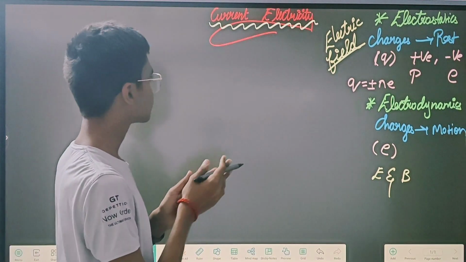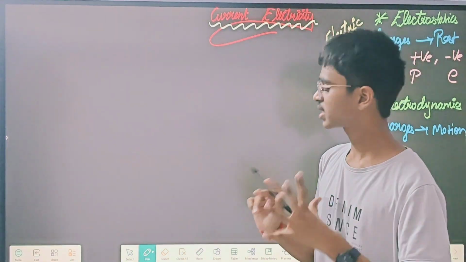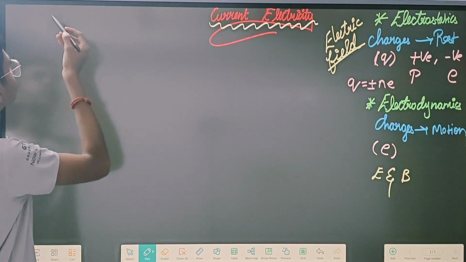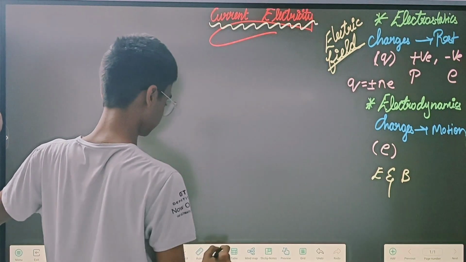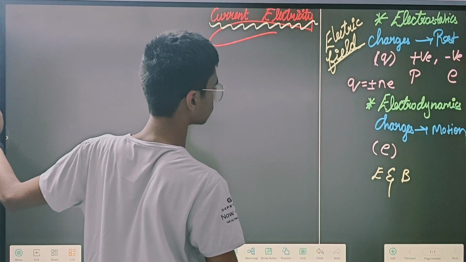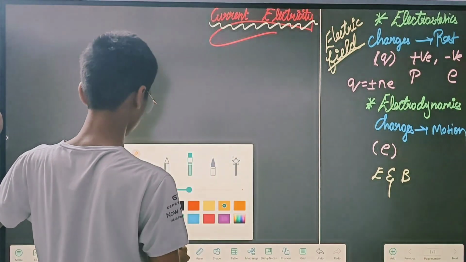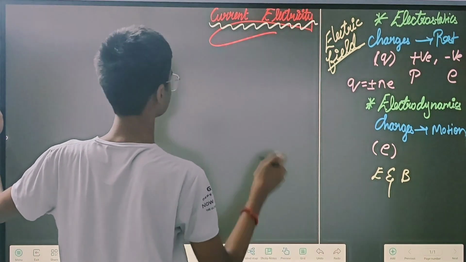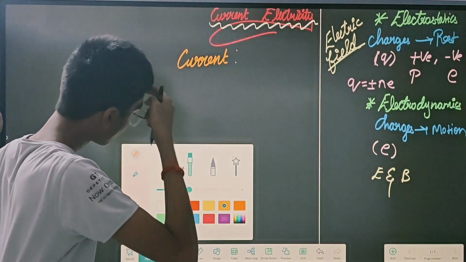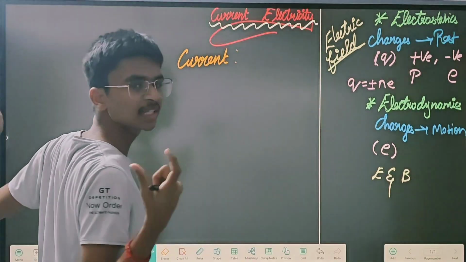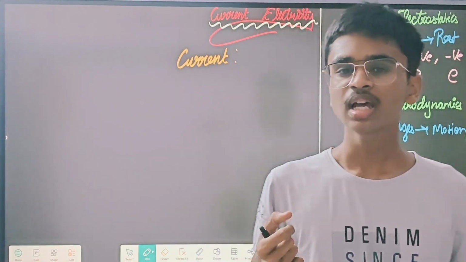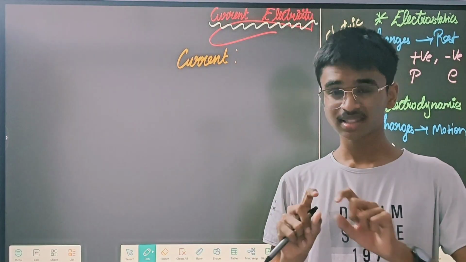So current electricity. In this chapter, we are first going to see what a current is. First, what is a current actually? We have already studied one very simple definition, that current is the rate of flow of electrons. That alone we have studied. Now we are going to add another thing.